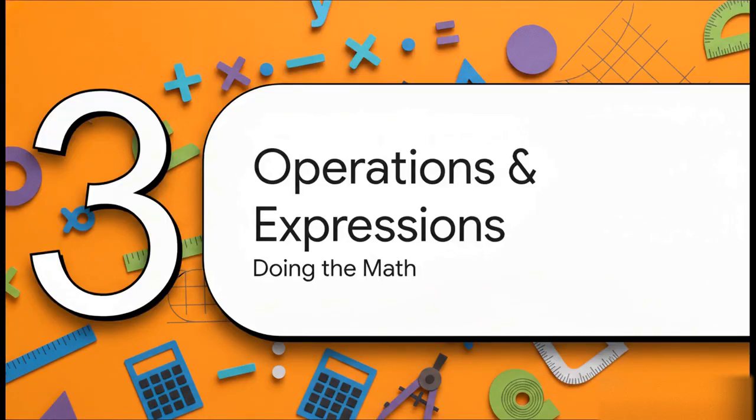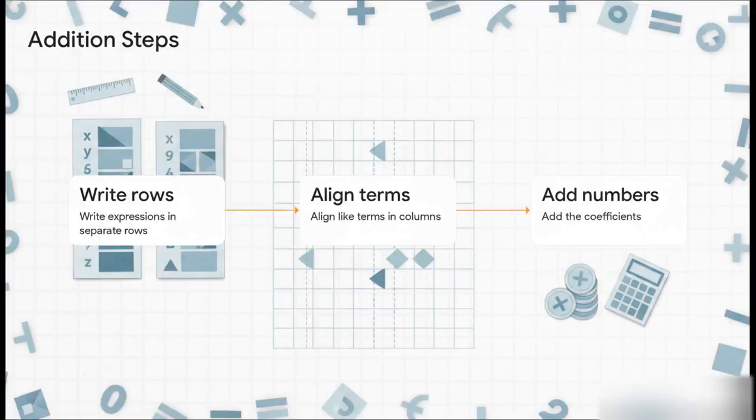Okay, Section 3, operations and expressions. Time to actually do the math. When you're adding these algebraic expressions, honestly, organizing the problem visually is half the battle won. First, write the expressions in different rows. Second, and this is absolutely crucial, align the like terms in the exact same column. Finally, just add the coefficients together like you would any normal numbers. Keep it neat, and the math basically does itself.